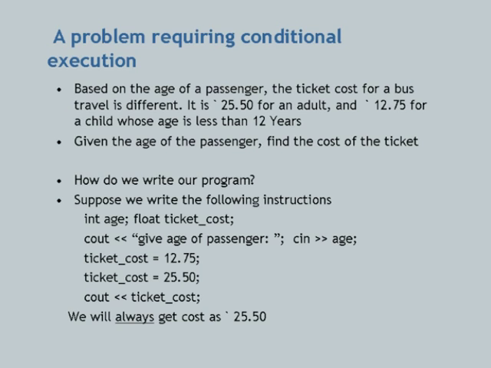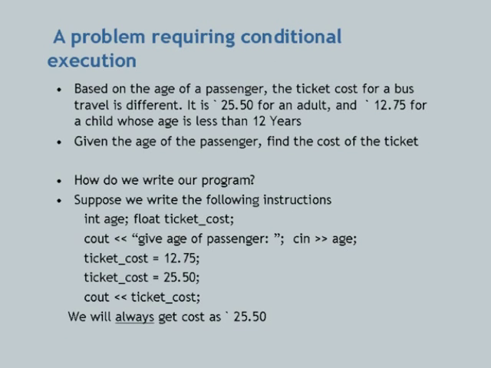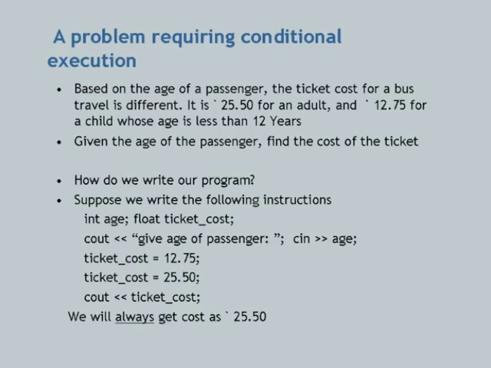Now I might try writing a program like this. Age is integer, because fractional ages don't count for this decision making. So I define age as an integer value. I define ticket_cost as float. Please note, underscore is a valid symbol in names, and indeed it is recommended that you use it in order to distinguish different components of a larger name. Next, give age of passenger, cin >> age.